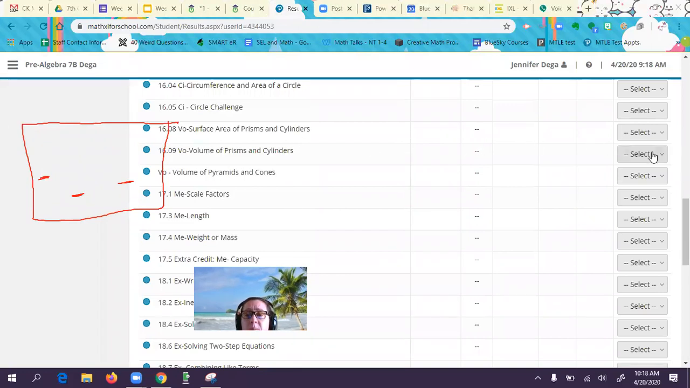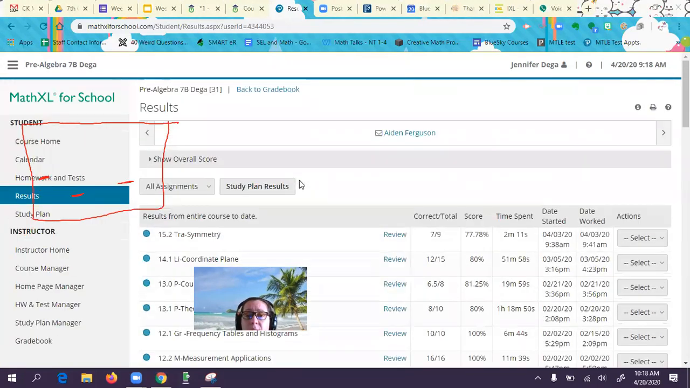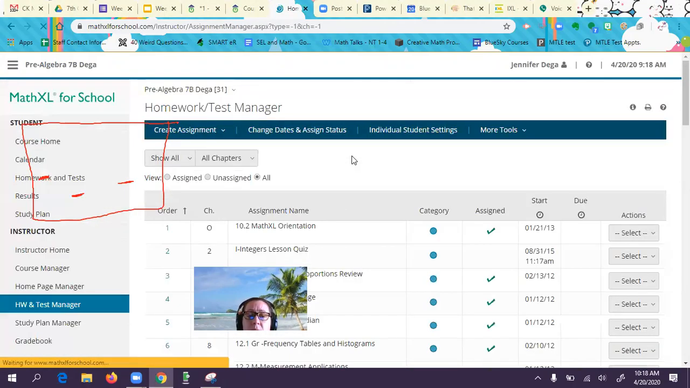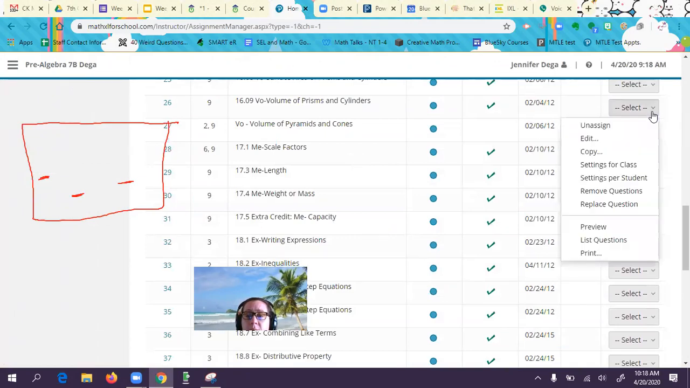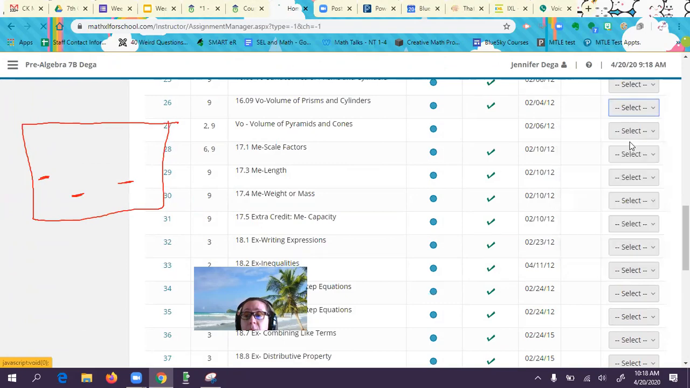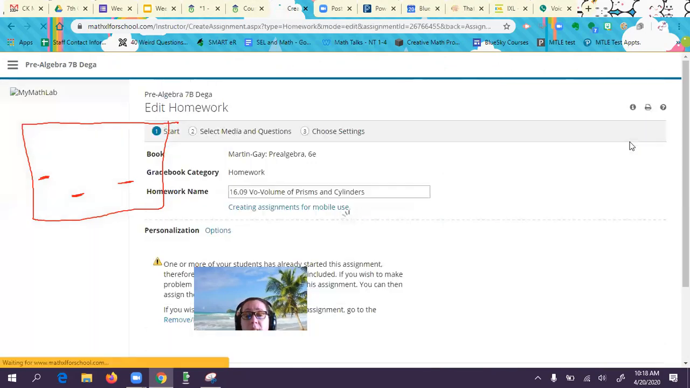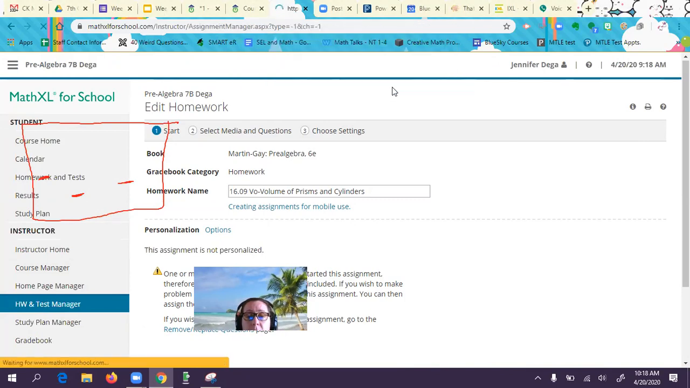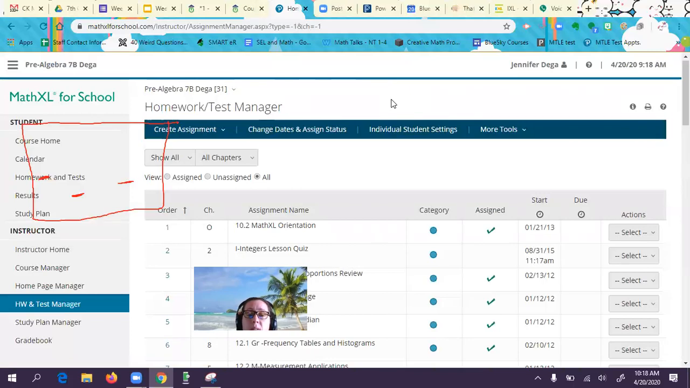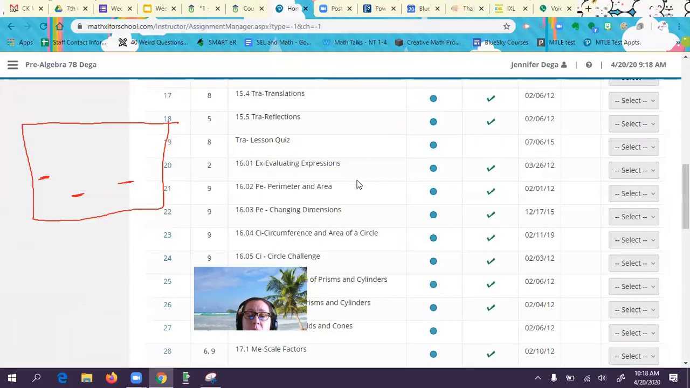Volume of prisms and cylinders. Now these assignments here, guys, homework and test manager. These assignments, you're gonna have to really check that name and make sure you're doing the right thing. No, I don't want to edit. Ugh, guys, I'm having issues today. Oh, leave. There's all these creepy people outside my window.